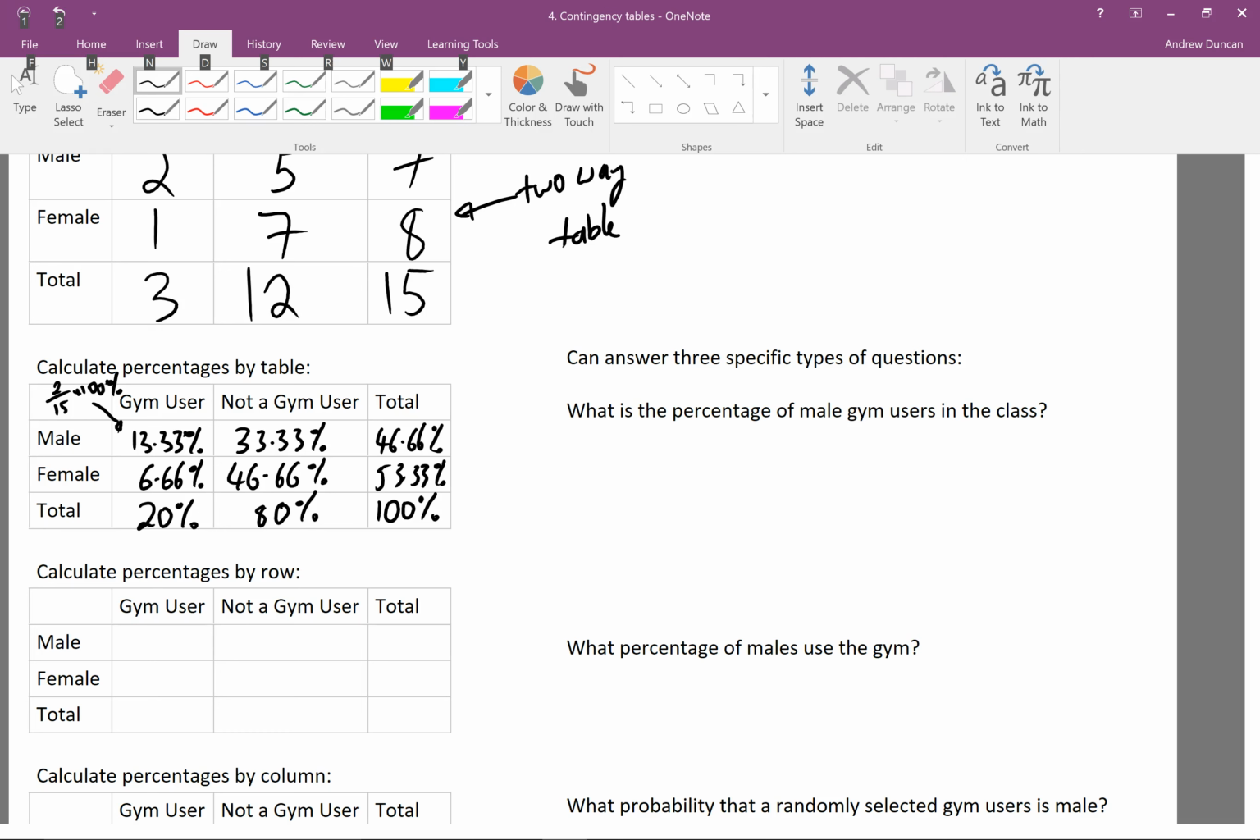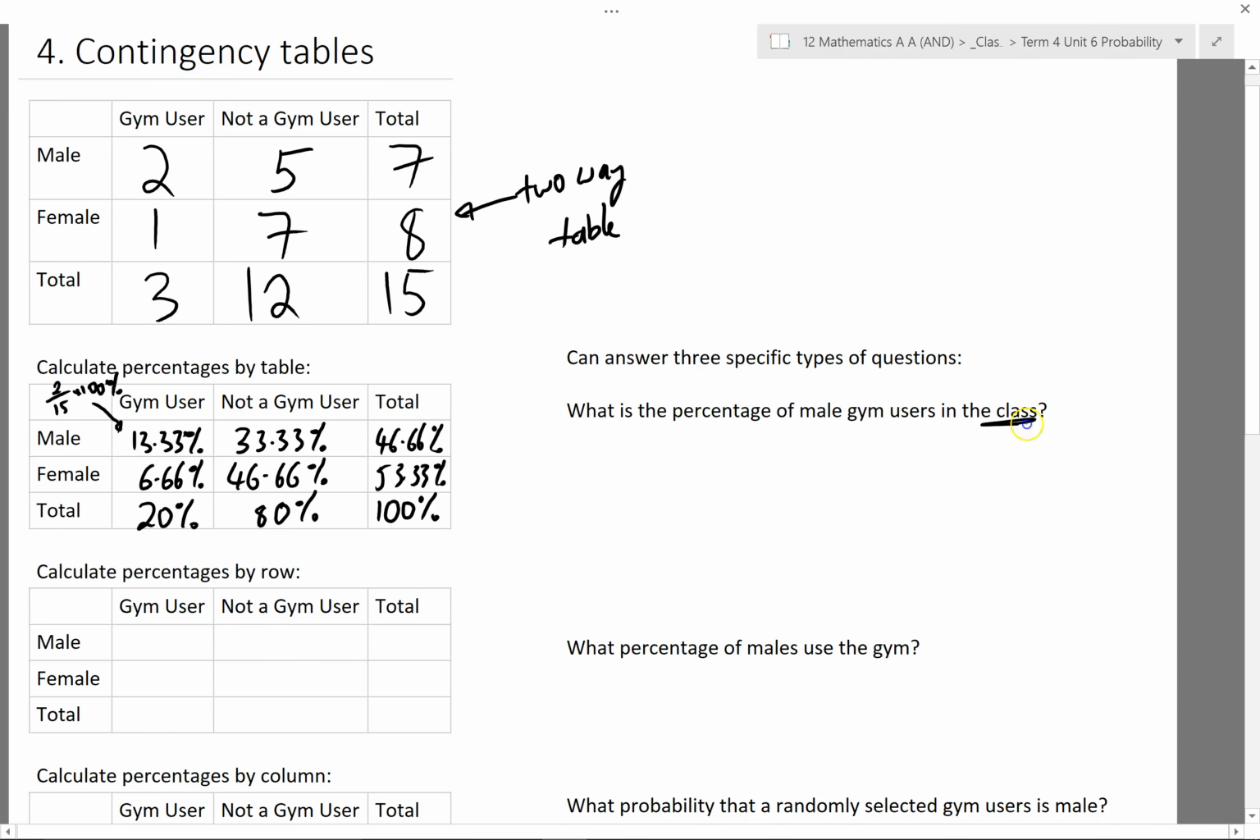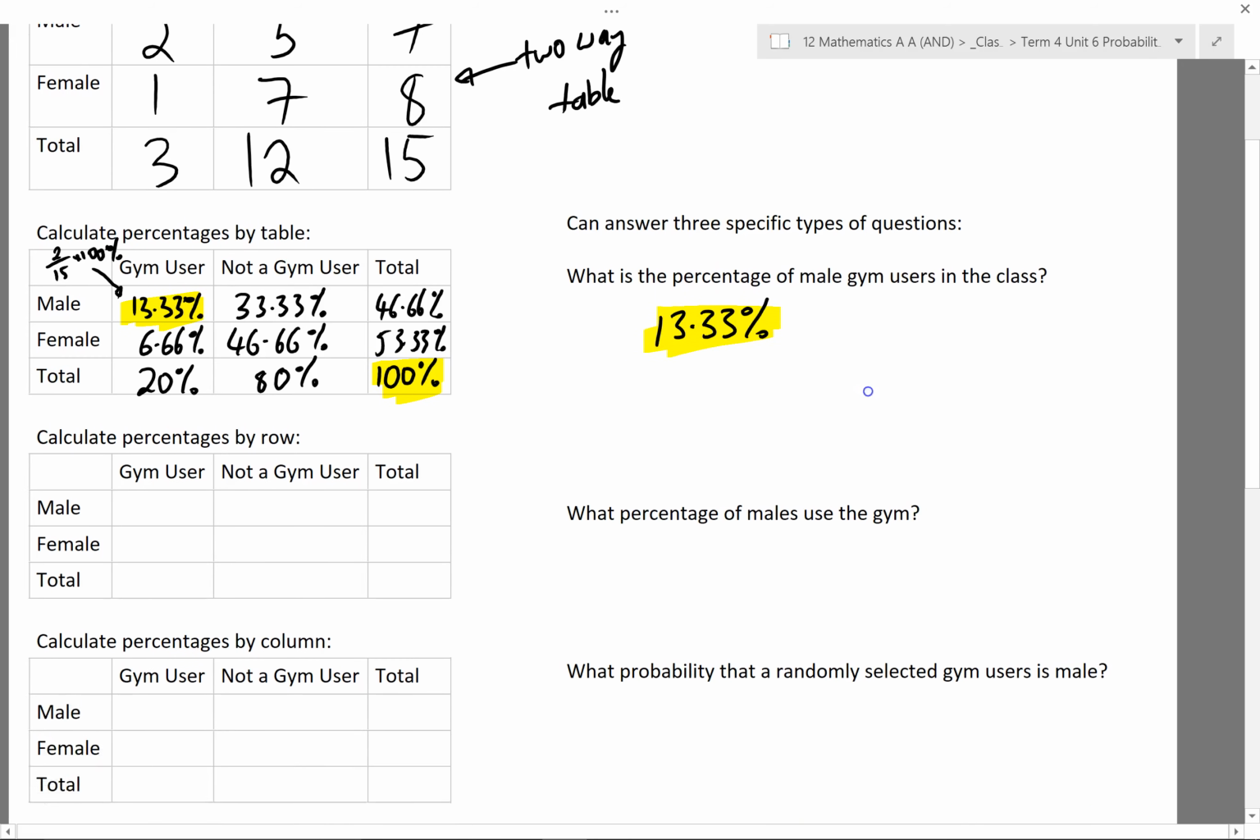And now that I have the table in that form, I can answer the sort of question like, what is the percentage of male gym users in the class? Since I have the total class and the total I'm after here is the class, I can just read off my table this 13.33%. Okay, so that's where I can read it off from.